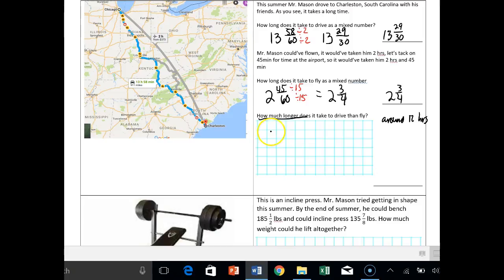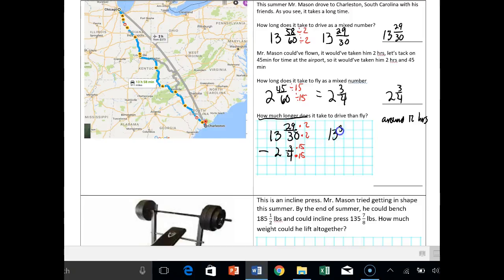So basically, we're doing the subtraction of 13 and 29/30ths minus 2 and 3/4. So here's the deal. 30 and 4. What number do they have in common? It's going to be tough, but it's actually going to be 60. So we do times 2 here, times 2 here. We do times 15 here, times 15 here. And then we end up with numbers that are the same here. Actually, we didn't really have to simplify these. We could have just kept those the same. So maybe I had to do some extra work.